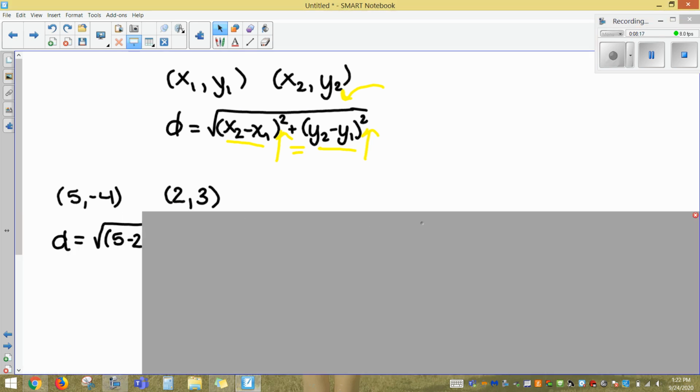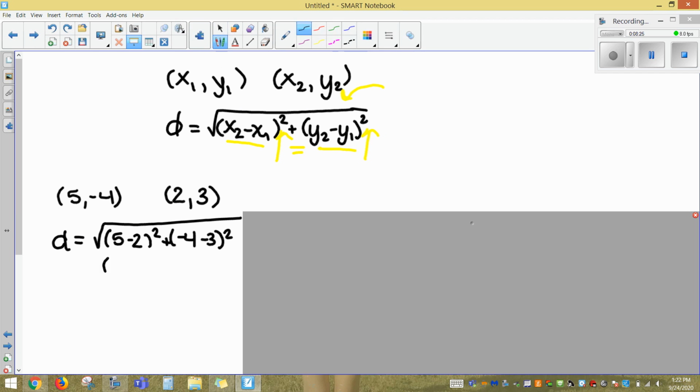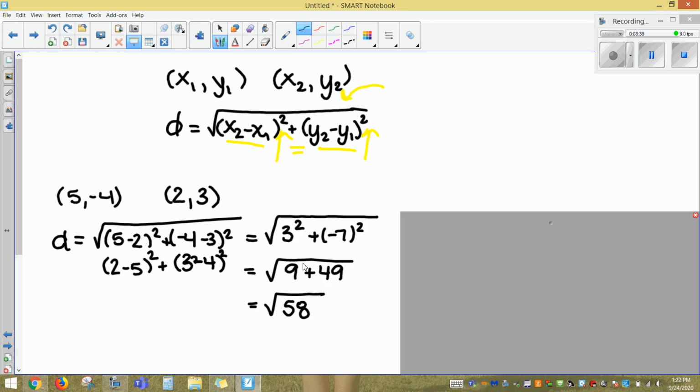So you will subtract the x's, 5 minus 2, subtract the y's, -4 minus 3. Understand that if you went in the opposite order, that will work as well. 2 minus 5, or 3 minus -4. And it's fine because when we square it, whether we square 3 or -3, we're going to get positive 9. Whether you're squaring 7 or -7, you're going to get 49. When you add them together, you're going to get 58.